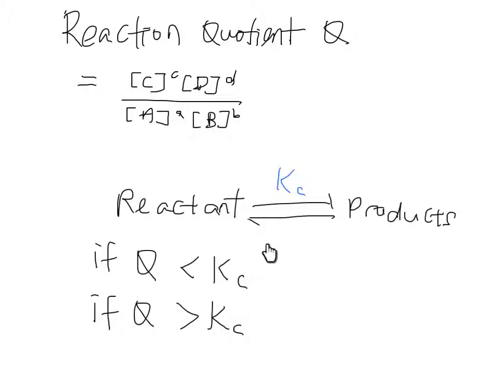Say you have your equilibrium constant in blue here. If you calculated the reaction quotient and you find that the value is smaller than the equilibrium constant, where do you think the direction will be heading towards? Will it be going to the forward reaction, or do you think it will be going to the back reaction?